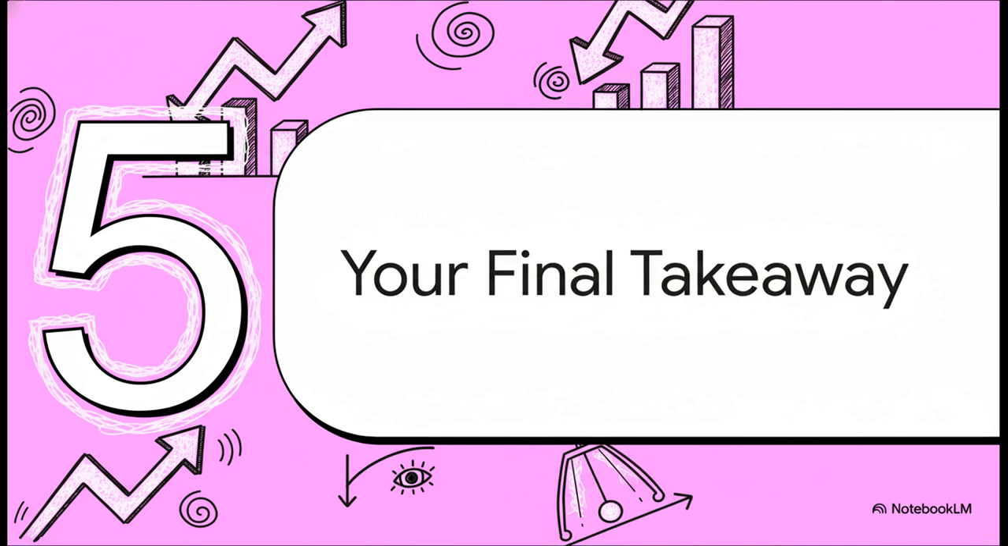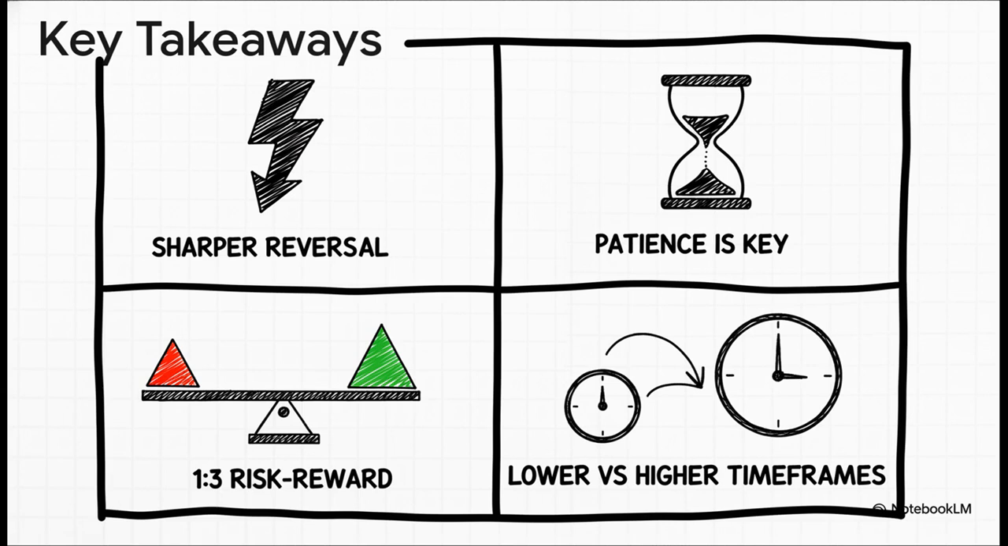All right, so as we start to wrap this up, let's just boil this all down to the key things you really need to remember. Okay, here are the 4 big takeaways I want you to burn into your brain. First, the sharper the reversal, the higher the probability. Second, patience is your superpower. Always, always wait for that retest. Third, never ever take a trade that doesn't offer at least a 1-to-3 risk to reward ratio.